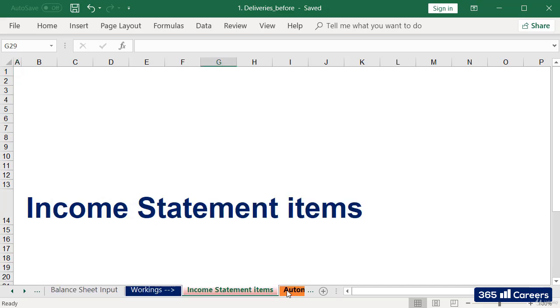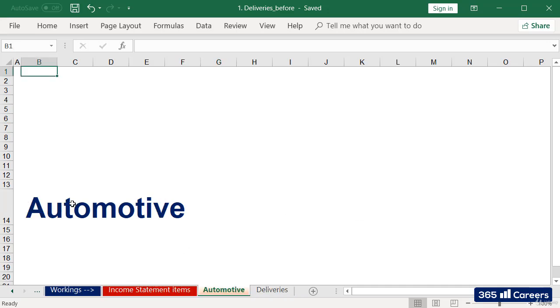Then, I've also added another layer of separation to keep everything clean and organized. I've indicated that, in this part of the file, we will deal with Tesla's income statement items. And then, when it is time to address balance sheet items, we'll have a similar sheet with the title Balance Sheet Items. Okay, given that Tesla has 3 business lines, it would be optimal to add a third separator, indicating which business lines we are currently working on.